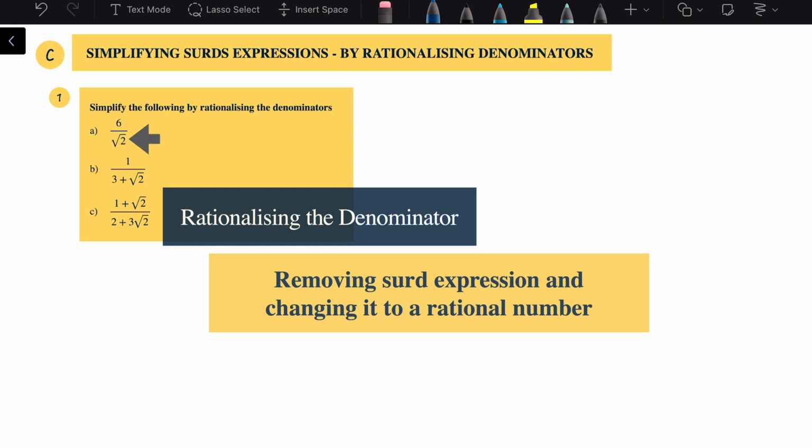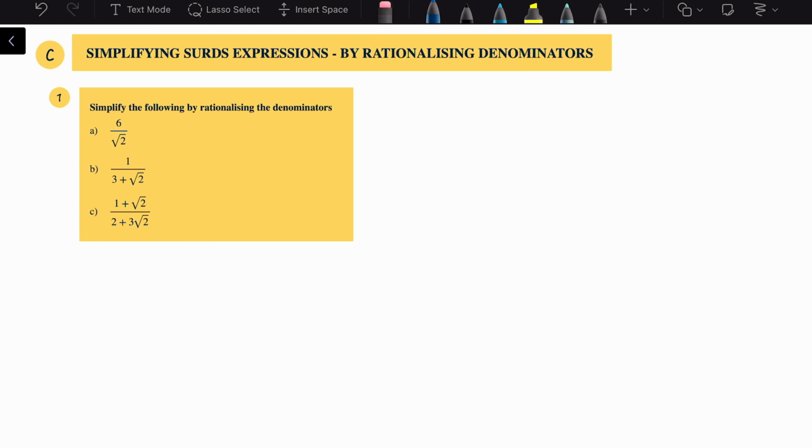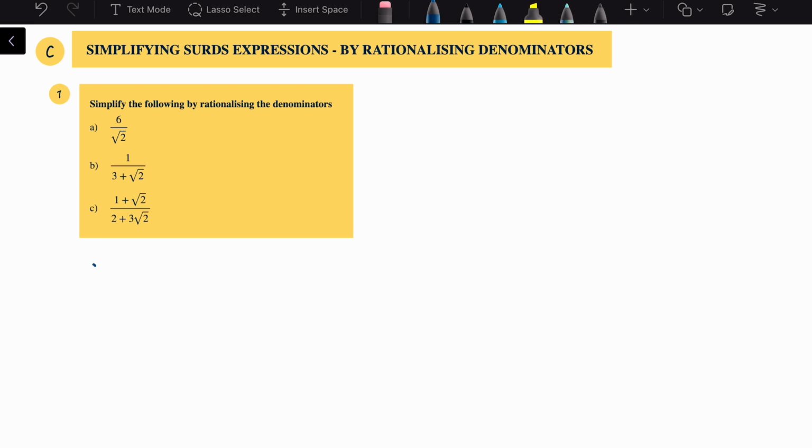So for part A, we have 6 over root 2. To remove that Surd expression, all we need to do is to multiply by root 2, both on the denominator and the numerator. This makes the fraction equivalent. So recall the formula we learned in the last video, as shown below.